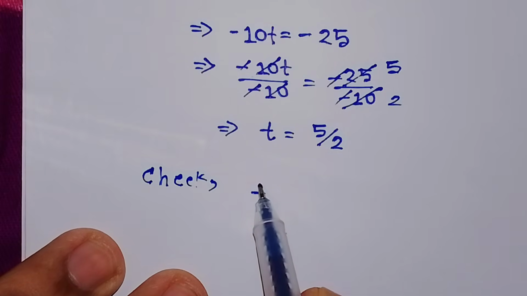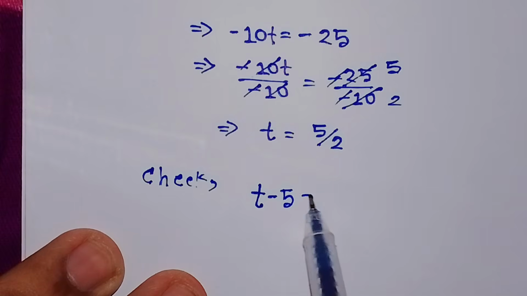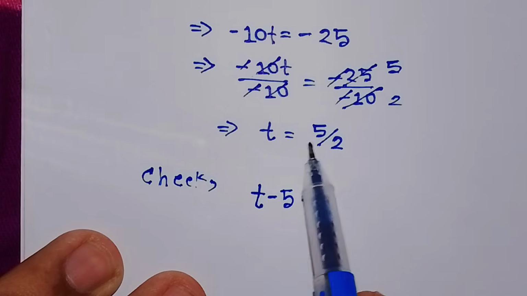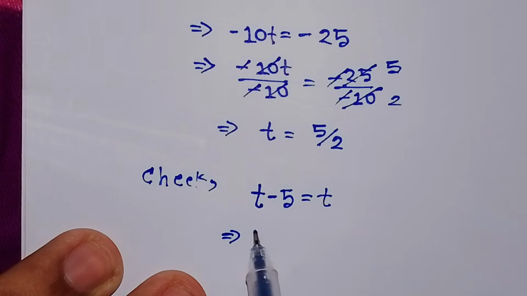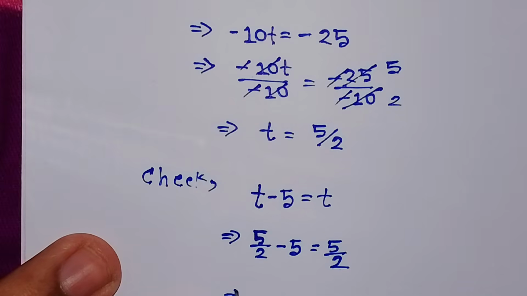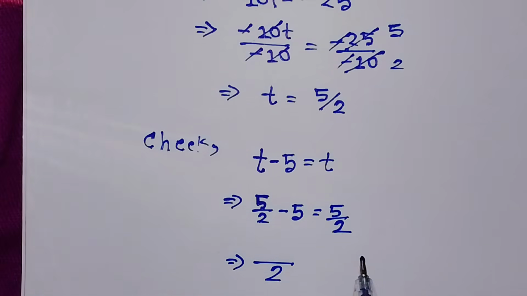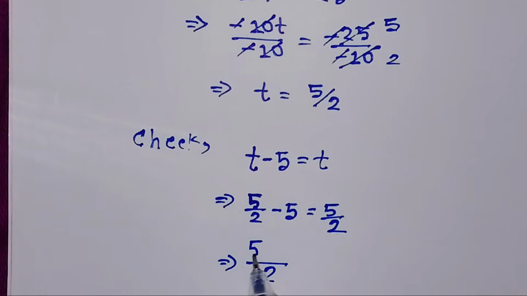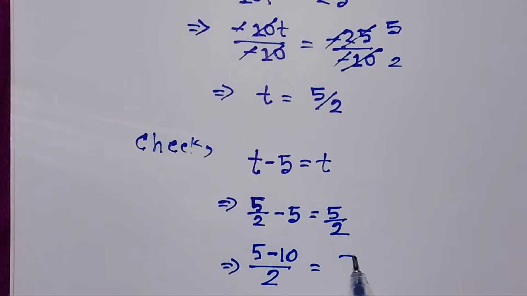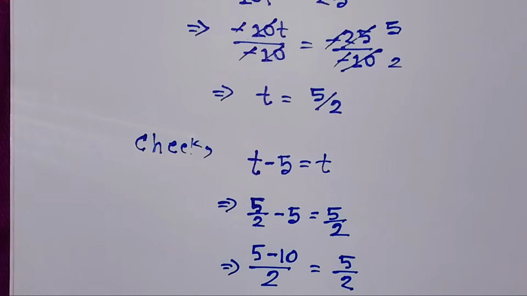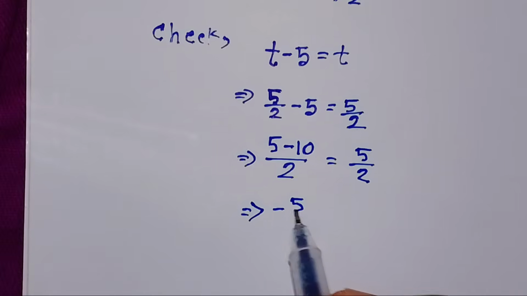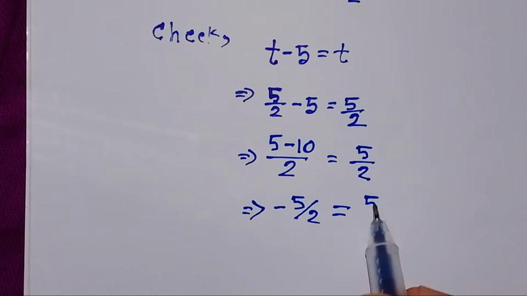So the given equation is t minus 5 equal t. So we should replace this value of t in here. Then we can write minus 5 by 2 minus 5 equal minus 5 by 2. So it will look like minus 5 by 2 equal 5 by 2.